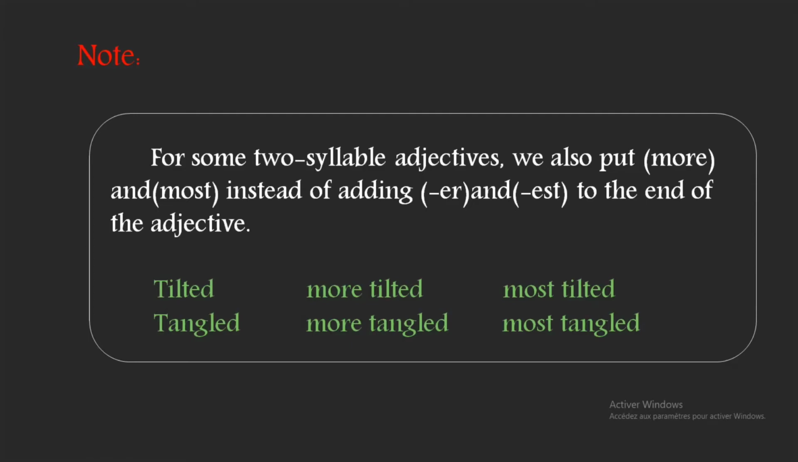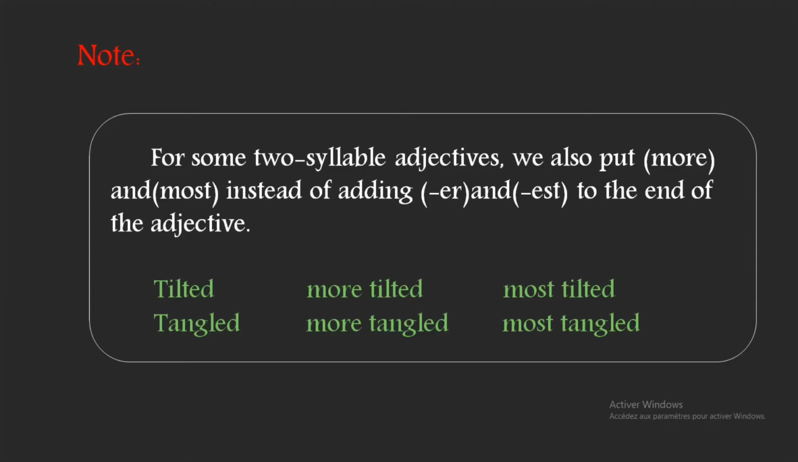Example, tilted. So here we have two syllables, tilted. But we put more before the comparative adjective and most before the superlative adjective. Tangled, it's an adjective with two syllables. Tangled. But also we put more before the comparative adjective and most before the superlative adjective.